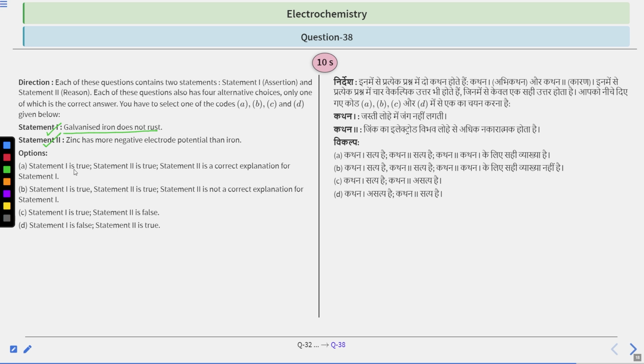Options are: Statement 1 is true, Statement 2 is true, Statement 2 is a correct explanation for Statement 1. Statement 1 is true, Statement 2 is true, Statement 2 is not a correct explanation for Statement 1. Statement 1 is true, Statement 2 is false, or Statement 1 is false, Statement 2 is true. So you have 10 seconds to solve this question. After that, we will see the correct answer.